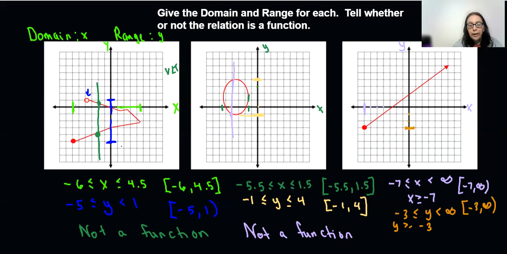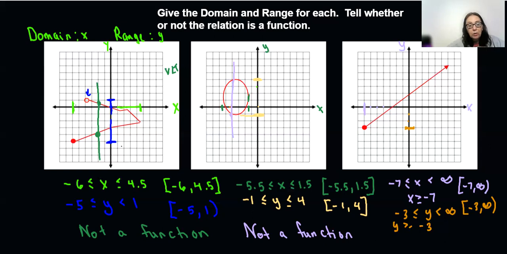So a quick recap. Domain, how far over on your graph does your graph go? How far to the right, how far to the left? That's your domain. Your range, how high and low it goes. Just look for the highest point on the graph and the lowest point on the graph. And that's your range. All right.